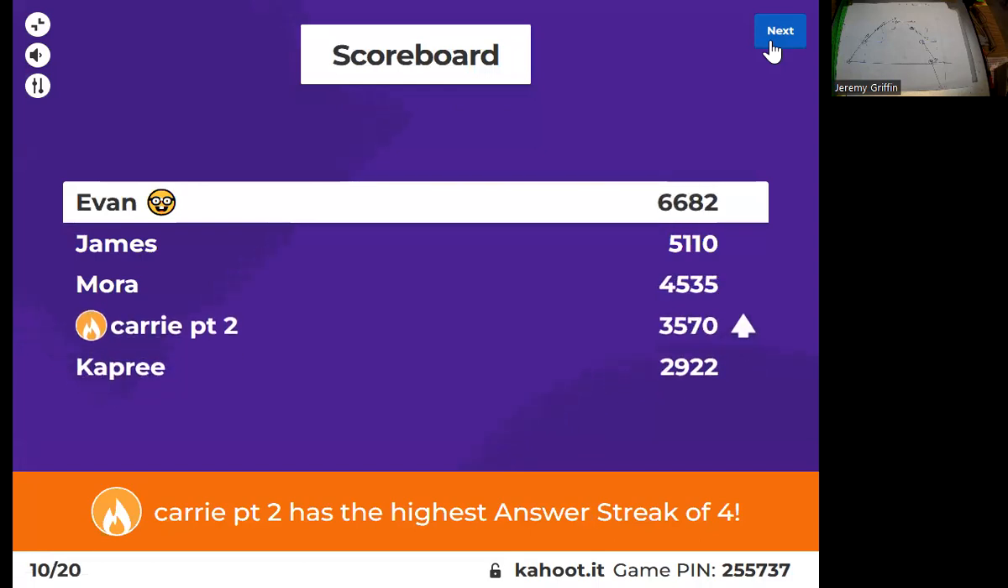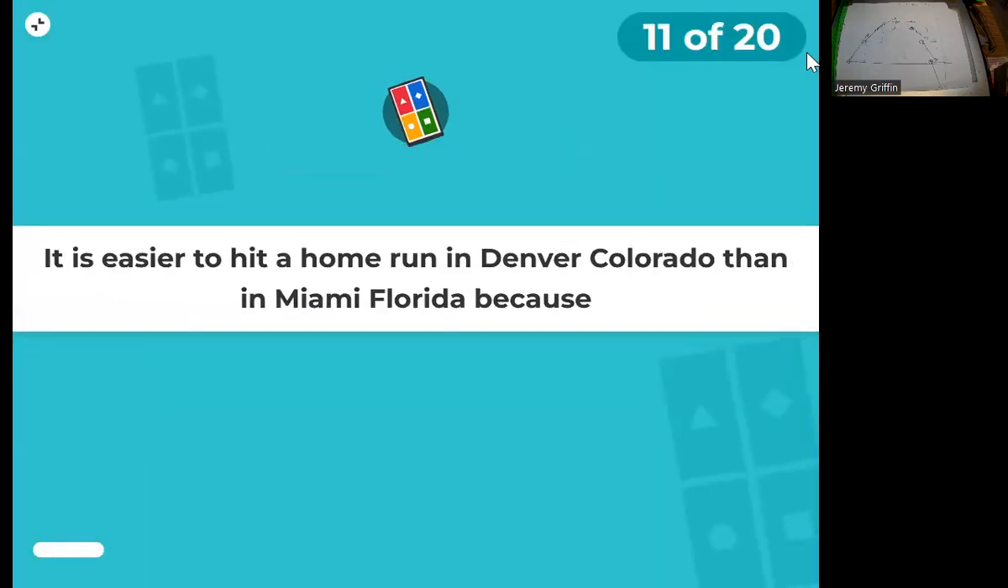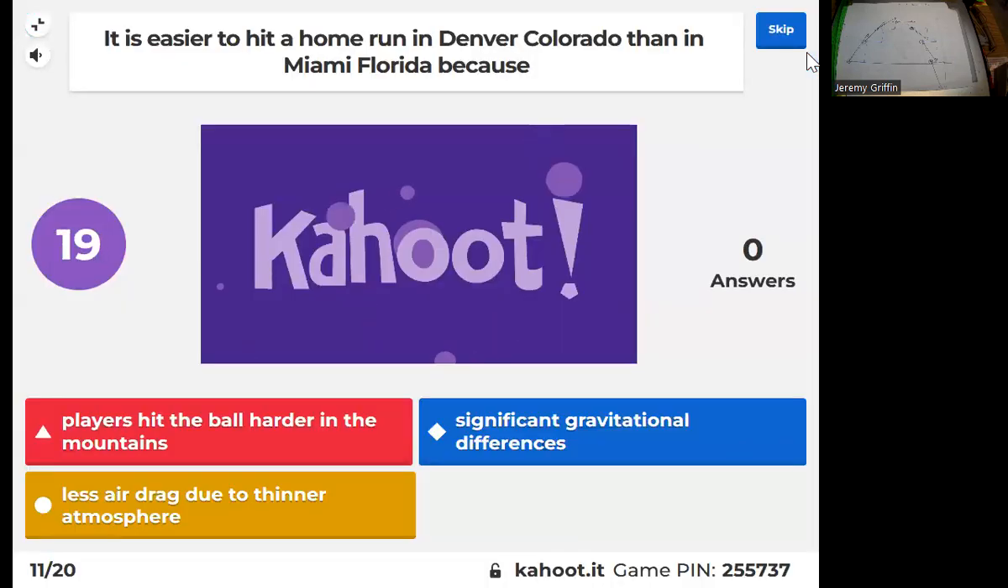Ooh, here at part 2, on fire, moving up. Okay. All right, Evan's still in the lead. It is easier to hit a home run in Denver, Colorado than in Miami, Florida. Why would that be?